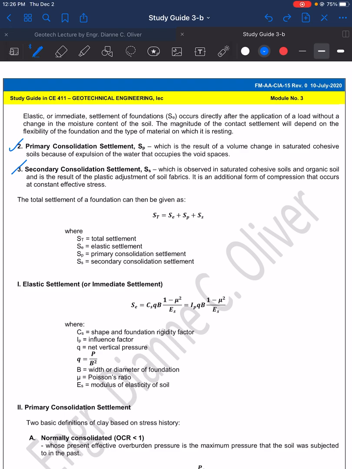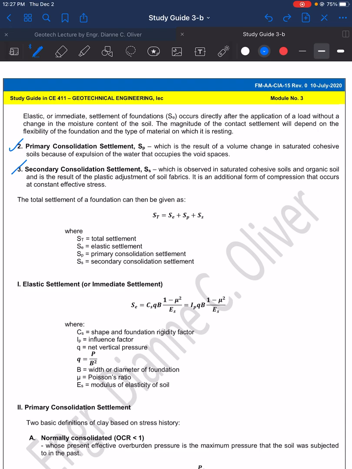Next, the primary consolidation settlement is the S sub P, which is the result of a volume change in saturated cohesive soils because of expulsion of the water that occupies the void spaces. So here, the void spaces have been reduced because of the expelling of the water and air. Okay, so here in our primary consolidation settlement, this comes right after immediate settlement, because if the loads are left there for a longer period of time, the voids can be removed.